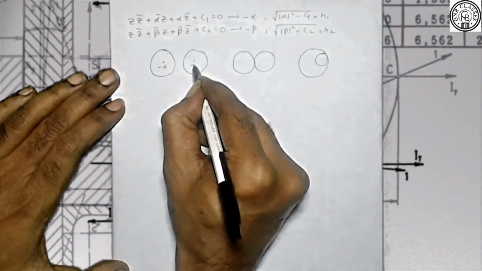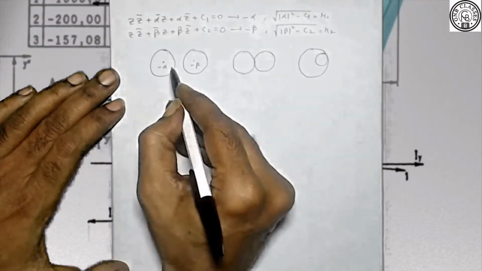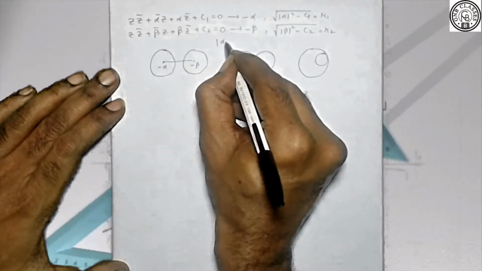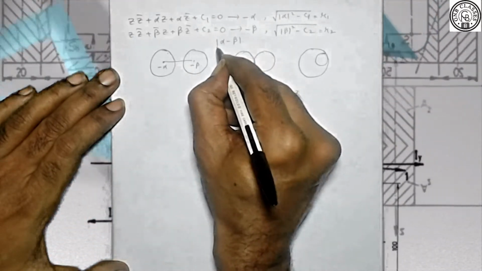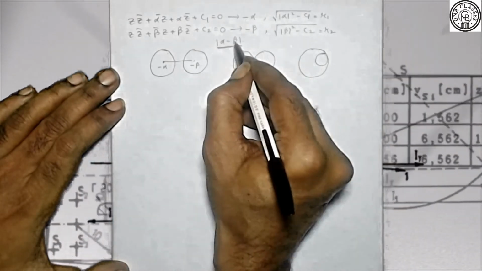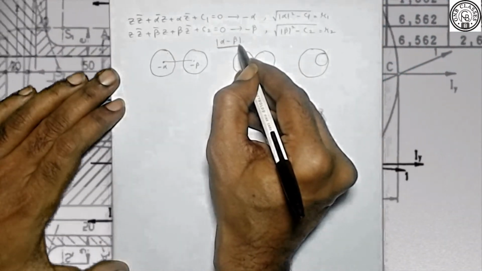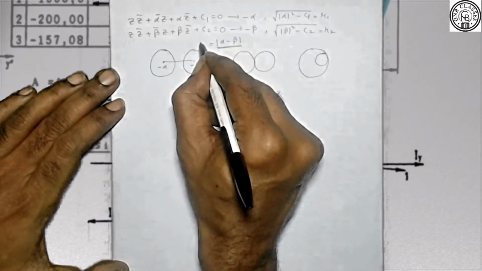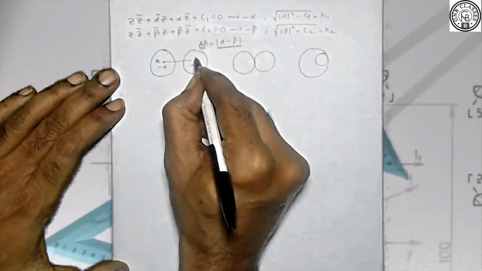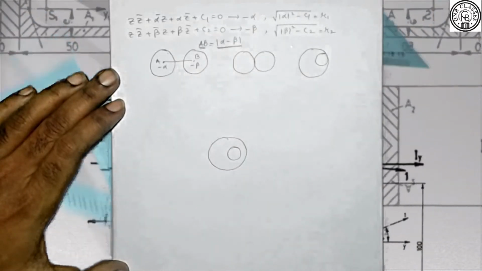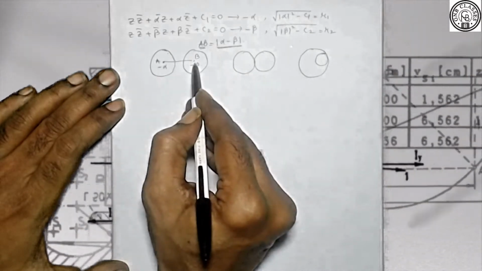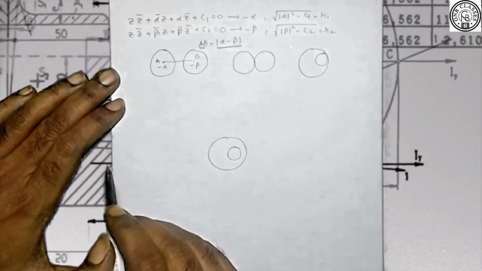One center is minus alpha and the other one is minus beta. Therefore, the distance between the centers is mod of alpha minus beta. Yes or no? What is alpha minus beta? This is the distance between the two centers. Let me denote this by, let us say, AB. Okay, this is A, this is B.